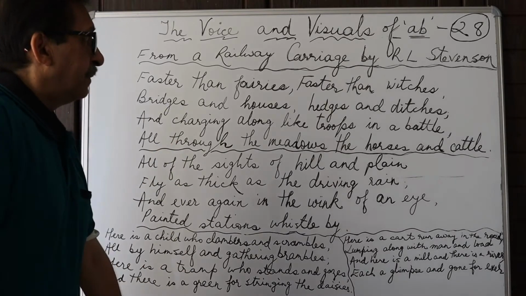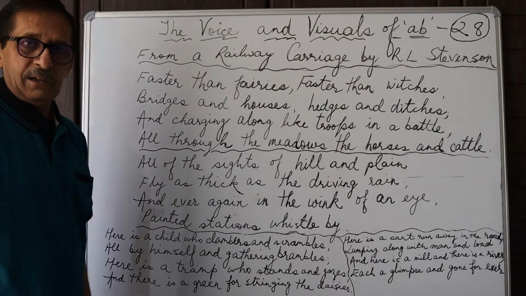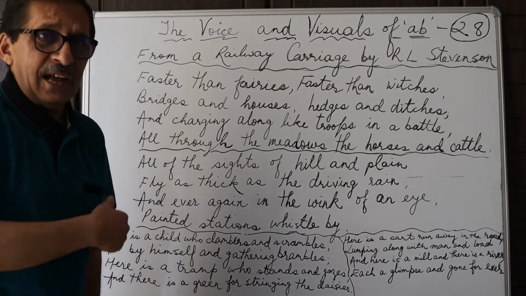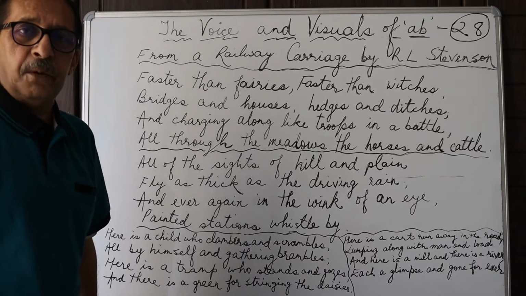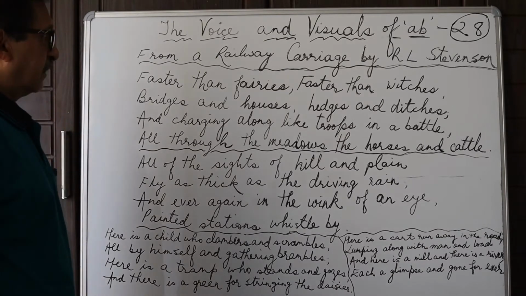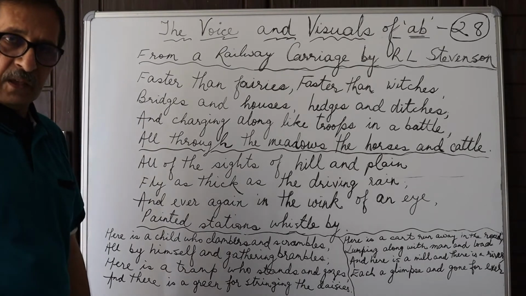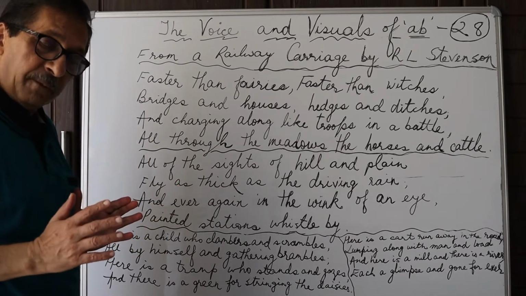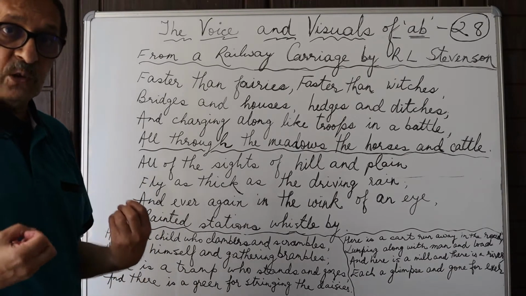Now for example, this is a very favorite poem of children, especially in our classes 5, 6, and for that matter, if it is read aloud in an interesting fashion, I feel it's an interesting poem for everyone, from children to adults. From a Railway Carriage by Robert Louis Stevenson. Now, obviously, from a railway carriage, which means that the train is moving. So there has to be a certain amount of speed, a certain amount of rhythm.